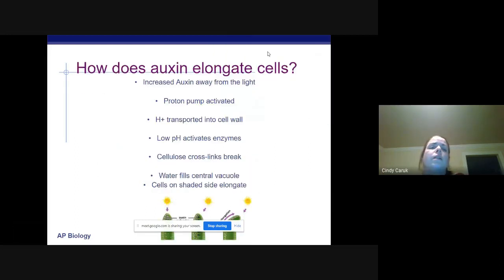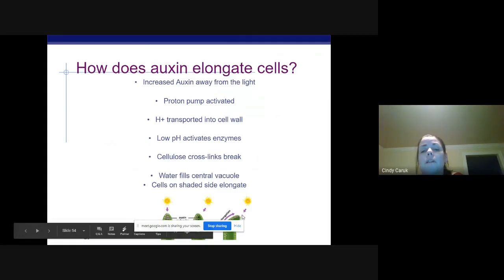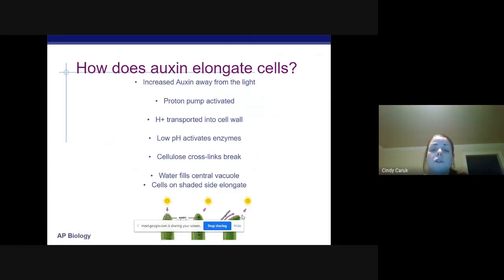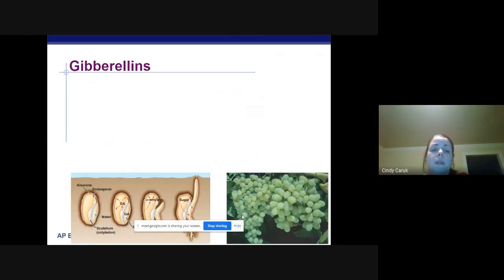So how auxin elongates. So increase auxin away from the light, proton pump gets activated, hydrogen ions are transported into the cell wall, that lowers the pH. Remember, different enzymes have different optimal pHs. These ones work at a low pH. That breaks the cellulose cross-links in the cell wall. Water fills the central vacuole, and now the cells get longer on the shaded sides. That's what causes it to bend toward the light.